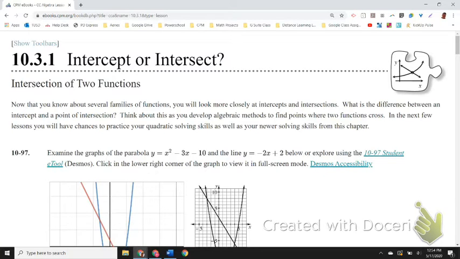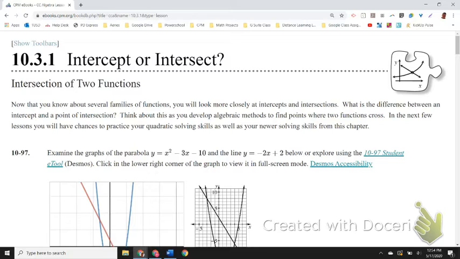Hello everyone, today we're going to do 10.3.1, and this lesson is about looking at the differences between an intercept and an intersect. I know those two words sound very similar, but they have entirely different meanings. We're going to take a look at two different functions and identify what those two differences are.